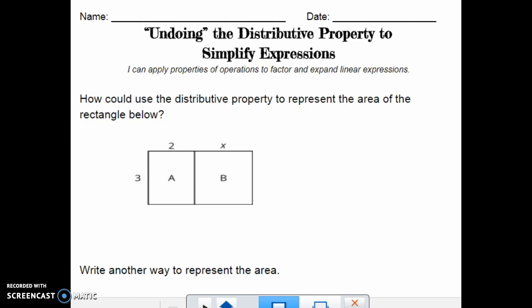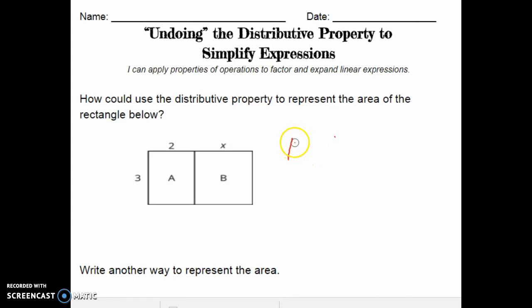Today, we're going to take the distributive property that you've been working with and undo it by factoring. At the end of today's lesson, we need you to be able to apply properties of operations you already know about to factor and expand linear expressions. So let's try something first. How could you use the distributive property to represent the area of the rectangle below?